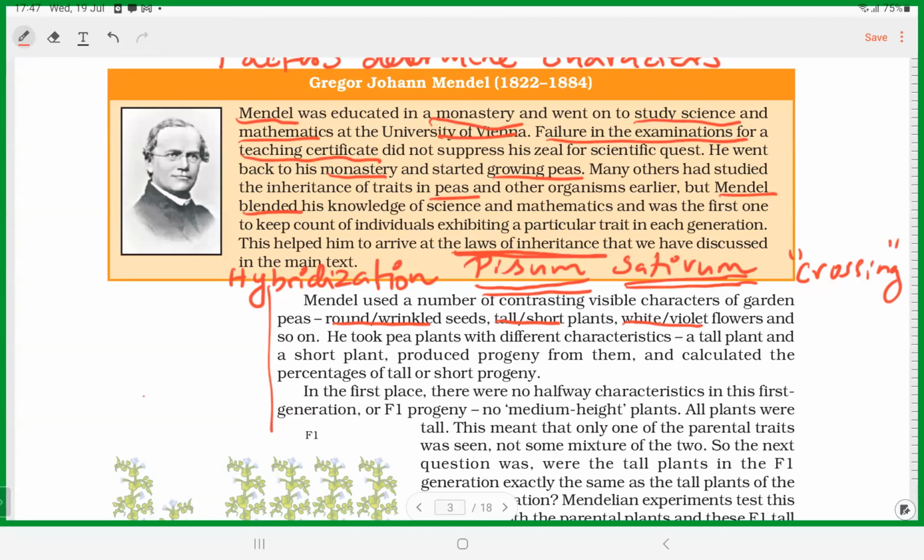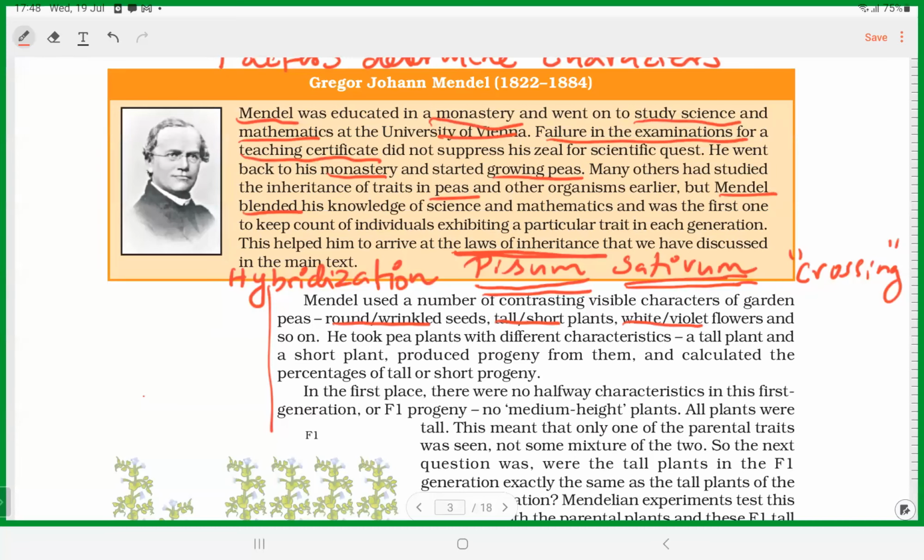And the 7 characters selected by Mendel are observable, visible, easy phenotypic traits. All are phenotypic traits only, and no other variations. So like that, there are many reasons for which Mendel selected this plant. Can you list them? What are the things?